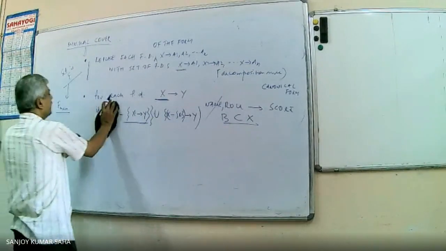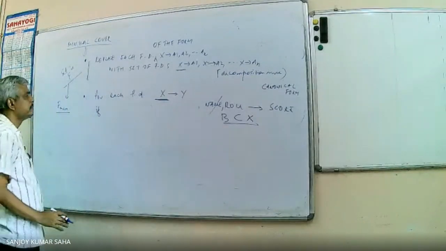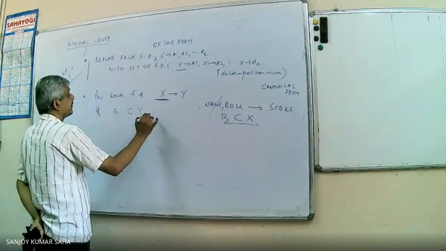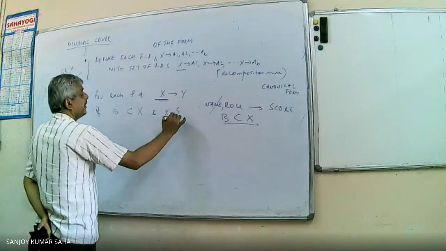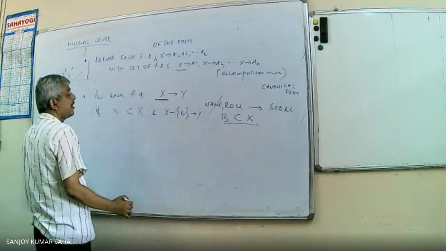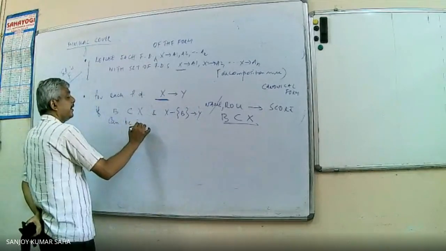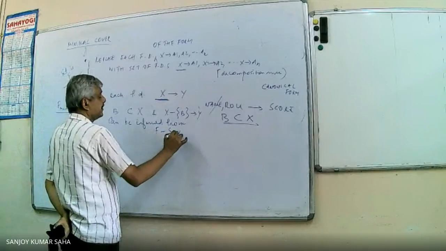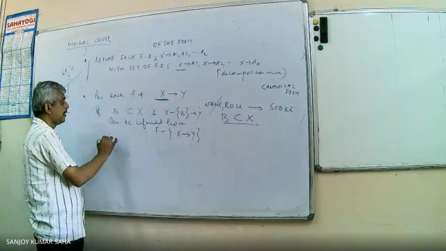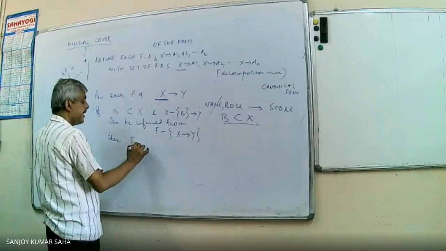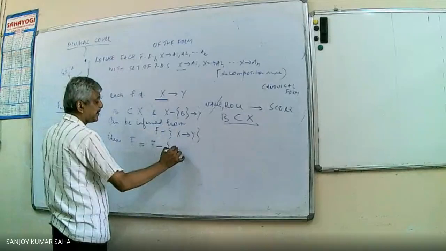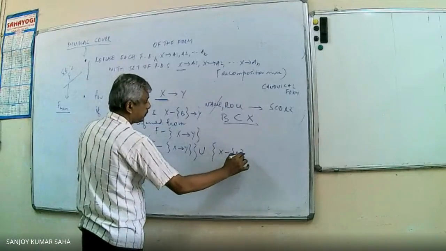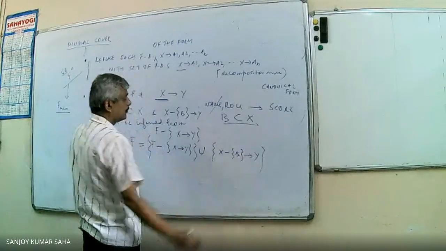Rather, I should not write it this way. Better to write it in descriptive form. Say if B is a subset of X and X minus B implies Y can be inferred from F minus X implies Y, then F equals F minus X implies Y. With that said, take the unit.